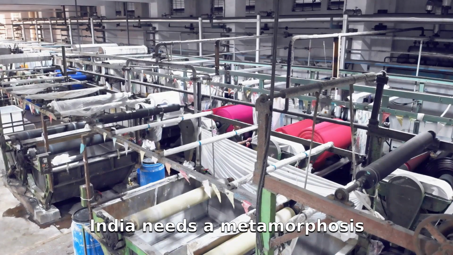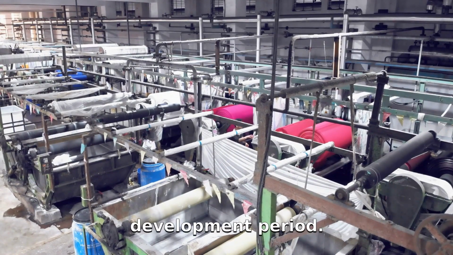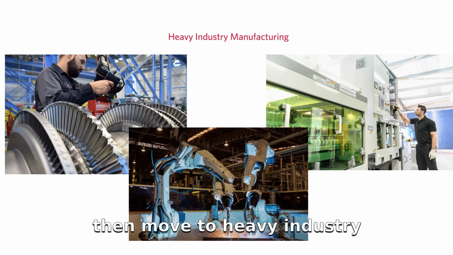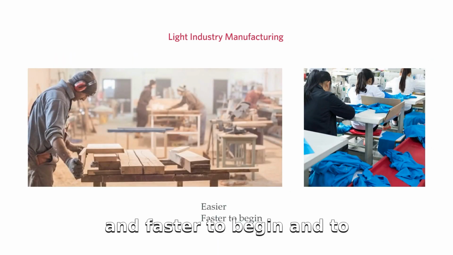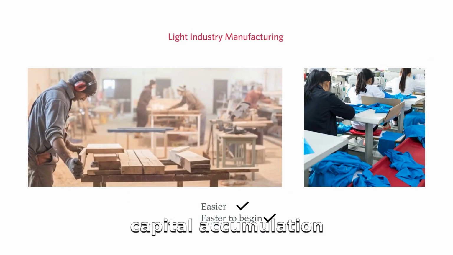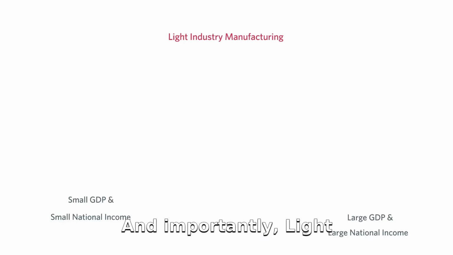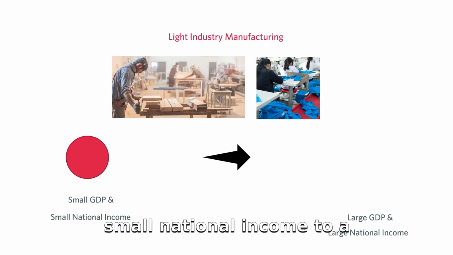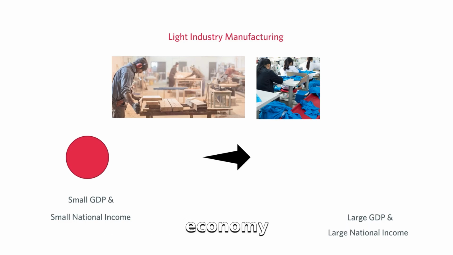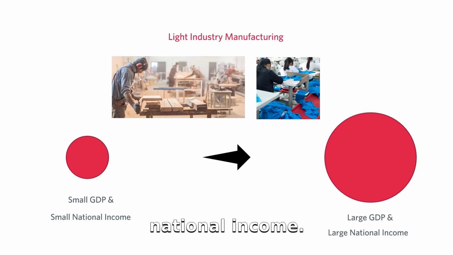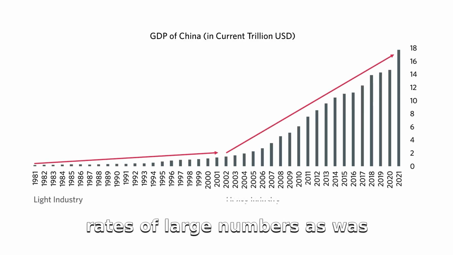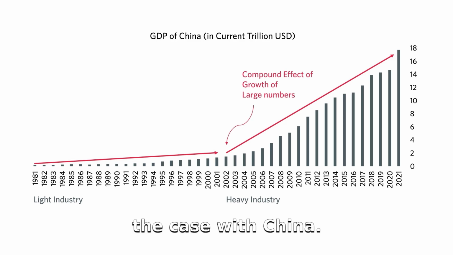India needs a metamorphosis in the manufacturing activity during the development period. That is, the country has to first start with light industry manufacturing and then move to heavy industry, because the former is easier and faster to begin and to kickstart the rapid capital accumulation process. And importantly, light industry can steer the transformation of a less developed economy with a small national income to a ready-to-industrialize economy with a comparatively larger national income. This enables India to take advantage of compound growth rates of large numbers, as was the case with China.